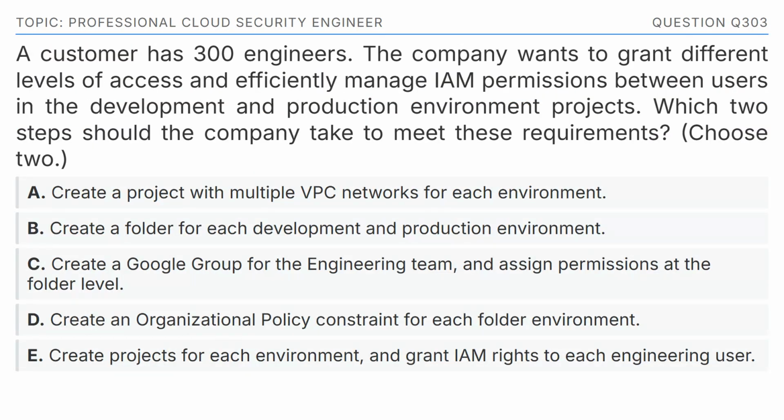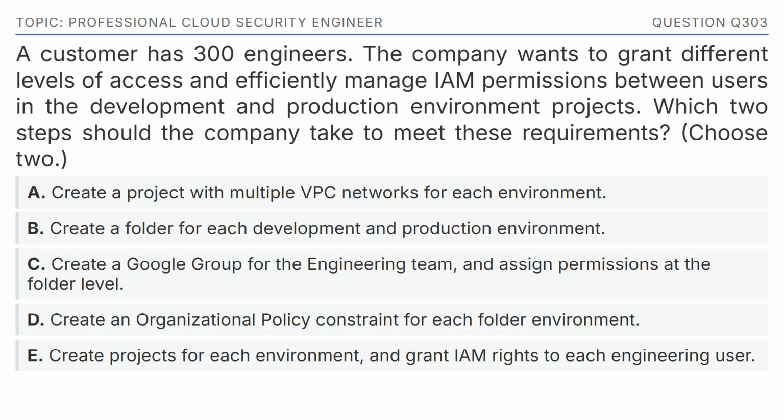A customer has 300 engineers. The company wants to grant different levels of access and efficiently manage IAM permissions between users in the development and production environment projects. Which two steps should the company take to meet these requirements?